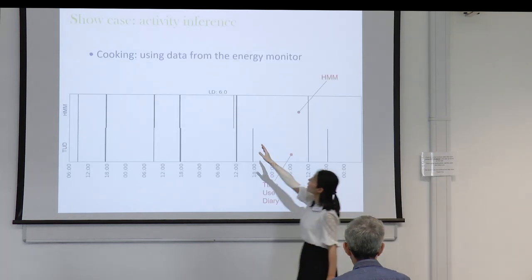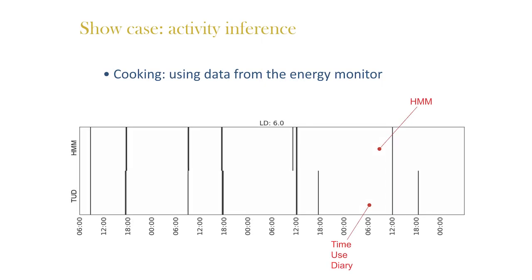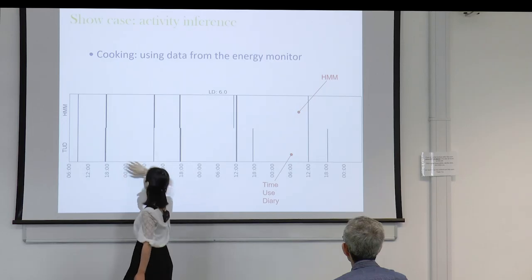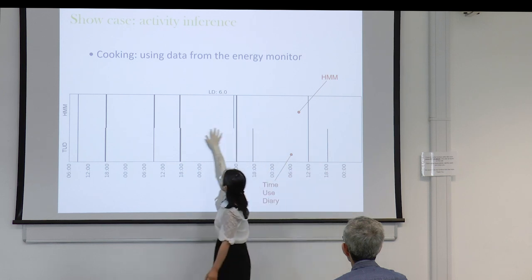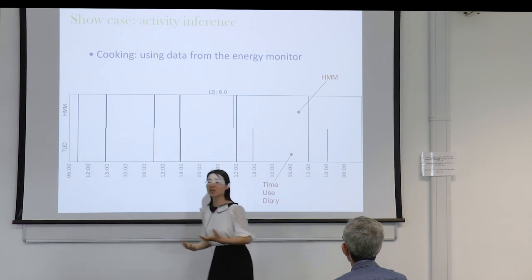Simple example, cooking. So we're using data from energy model. This is only one house example. So the most important indicator for cooking is electricity usage. So for example here, the time use diary tells you, the black lines tell you, I'm cooking. And these are the patterns learned from the sensor generated data.